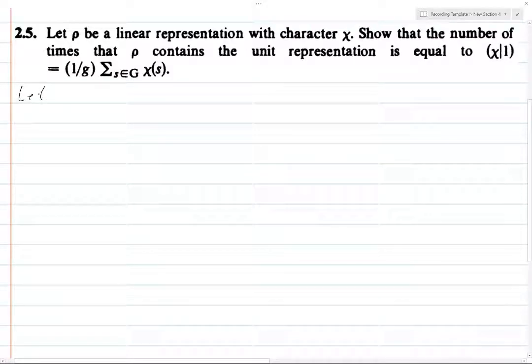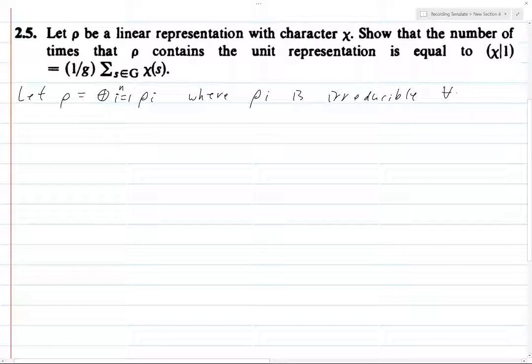first thing we're going to do is we're going to write rho as this, where rho i is irreducible. So we basically decompose it into its irreducible representations. And so then what happens?